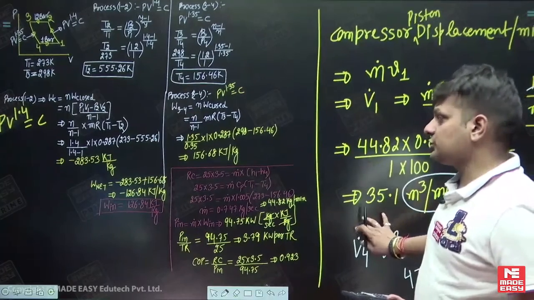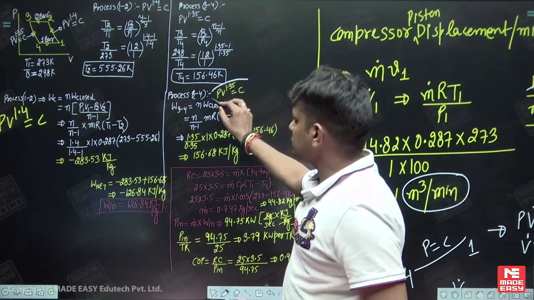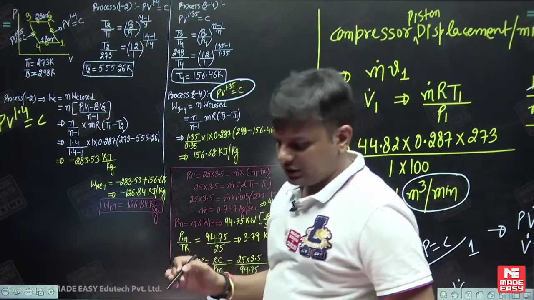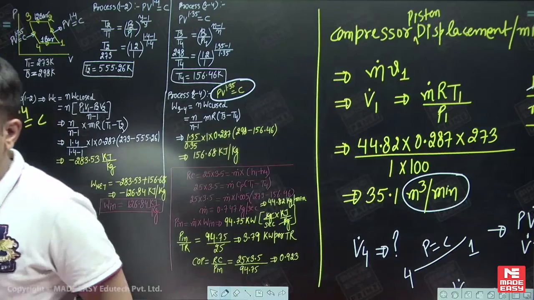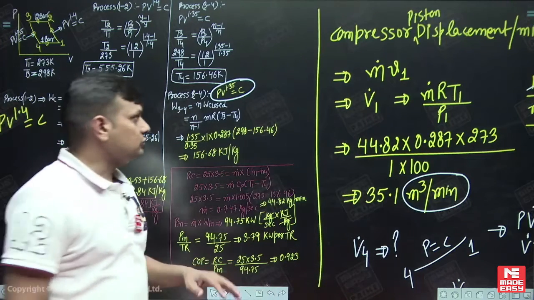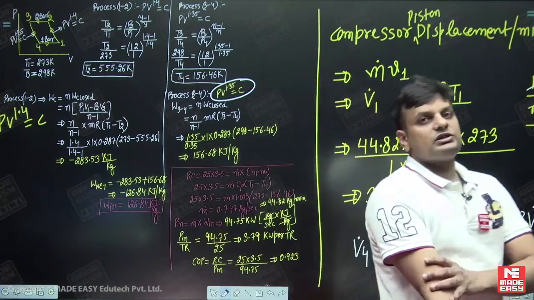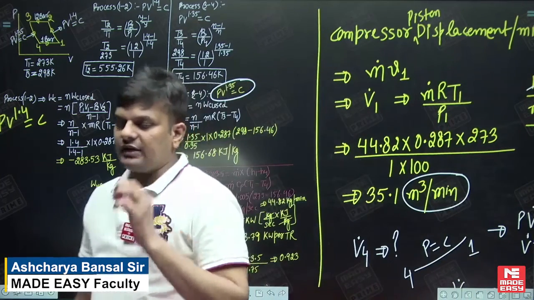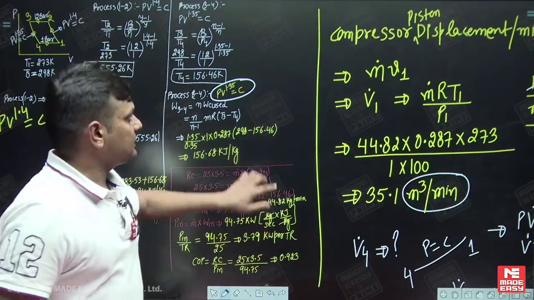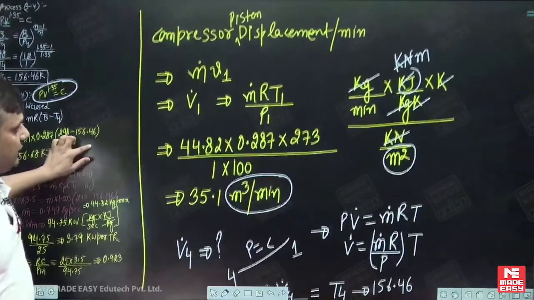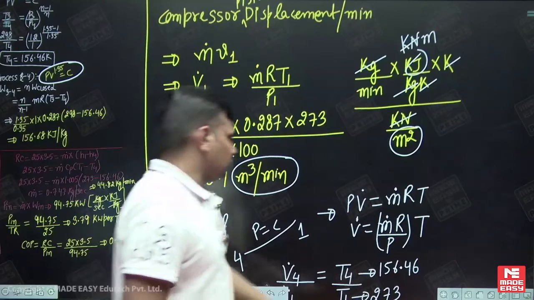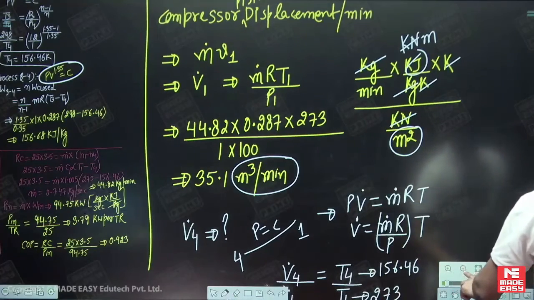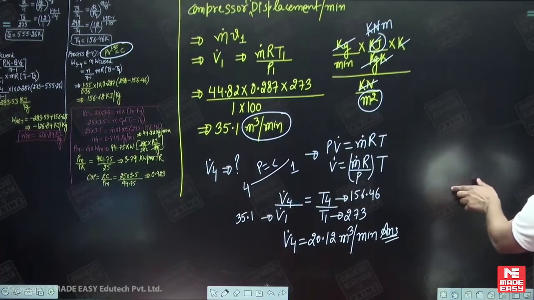In this question, what is the most important thing I want to discuss? Only the polytropic process. If the polytropic process is given, please do not directly use the formula COP is equal to 1 upon RP raised to power gamma minus 1 upon gamma, minus 1, because that formula is applicable only when both compression and expansion are isentropic. Clear?